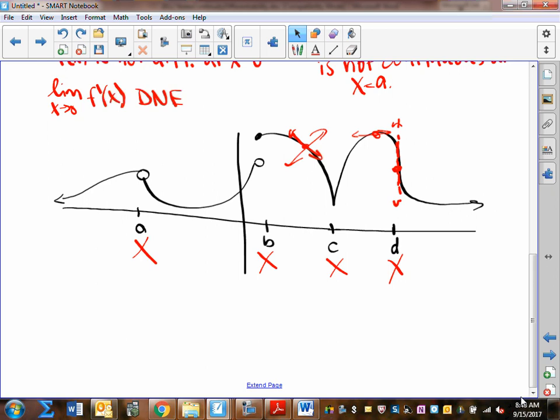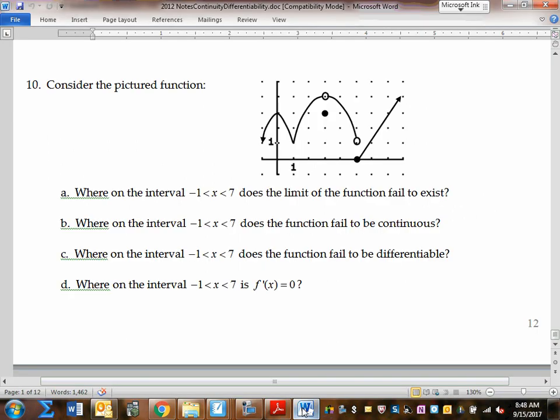Good, okay. So take a look at this problem here. We've got a nice graph. And it says, where on the interval does the limit of the function fail to exist? Or does it fail to be continuous? Or does it fail to be differentiable? Where on the interval do you think that f prime of x, that derivative, that slope of the tangent line, is 0? Okay. So take a look at those. Discuss this with the person next to you. Compare it with your shoulder partners or someone nearby and discuss what you think.